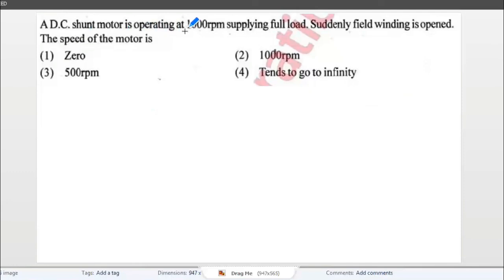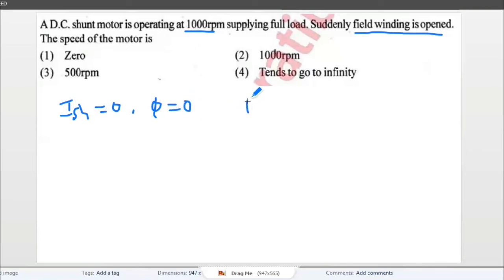A DC shunt motor is operating at 1000 RPM. Suddenly field winding is open. The speed of the motor is, so it is operating at 1000 RPM. Suddenly field winding is open. So what is the speed of the DC shunt motor? So if the field winding is open, the shunt field current ISH will be 0. So if the shunt field current is 0, the flux in the field winding will be 0.